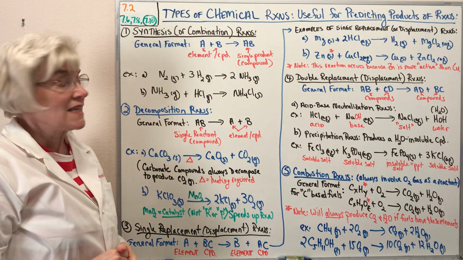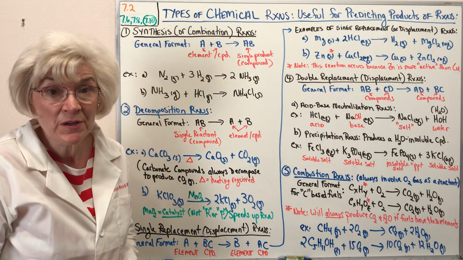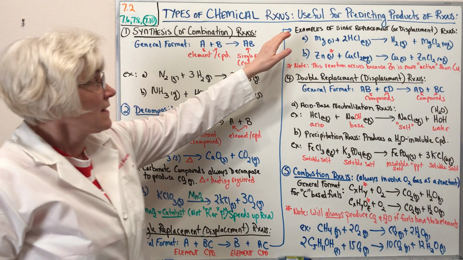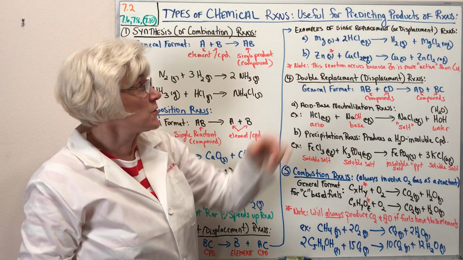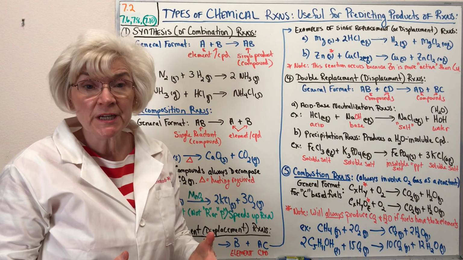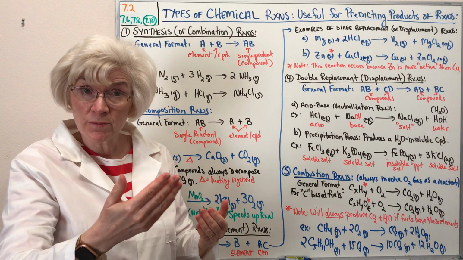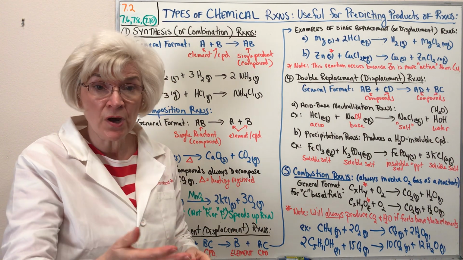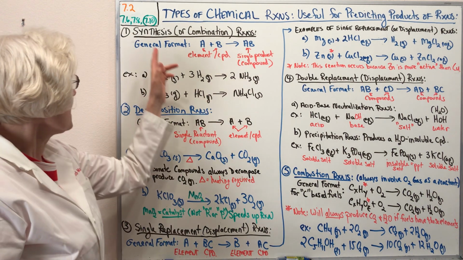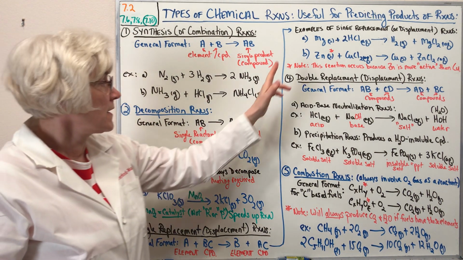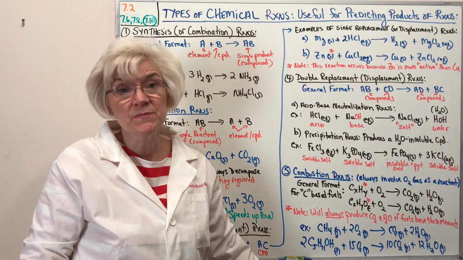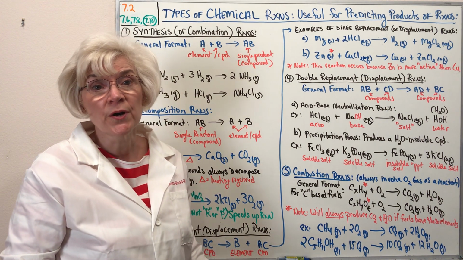Our next subject is examining types of chemical reactions. This information is very useful for predicting products of a reaction. You are given the reactants, and then you should be able to predict the products of the reaction if it fits into one of the 5 reaction types that are listed here on the board.